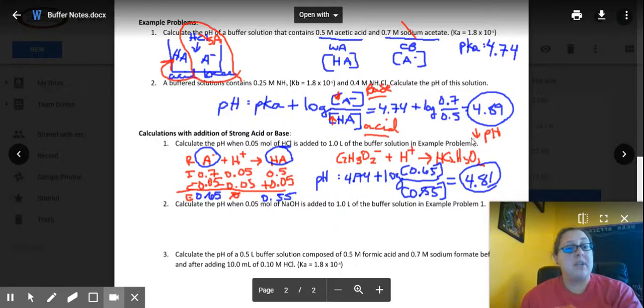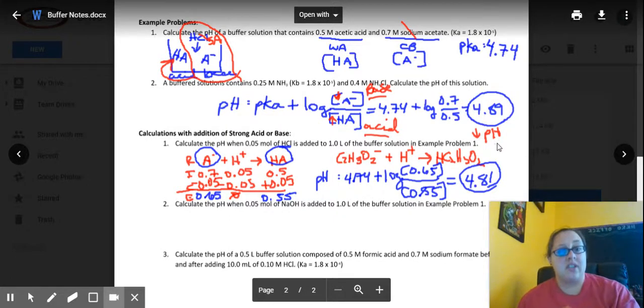Now, didn't we predict conceptually that our pH decreased a little bit? And guess what? It did. We were at 4.89 before I added anything in there. Now that I added strong acid, my pH decreased a little bit, which is conceptually what we said should happen. So this is how we figure out our pH if we're adding a strong acid to that buffer. So let me get set up for number 2.